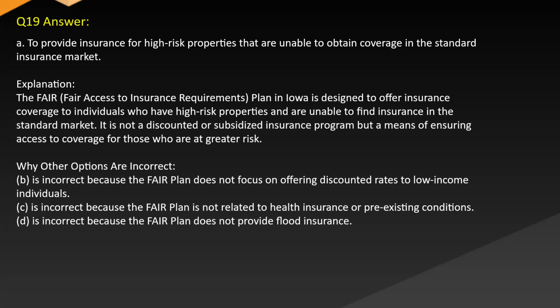are at greater risk. While the other options are incorrect, B is incorrect because the FAIR plan does not focus on offering discounted rates to low-income individuals. C is incorrect because the FAIR plan is not related to health insurance or pre-existing conditions. D is incorrect because the FAIR plan does not provide flood insurance.